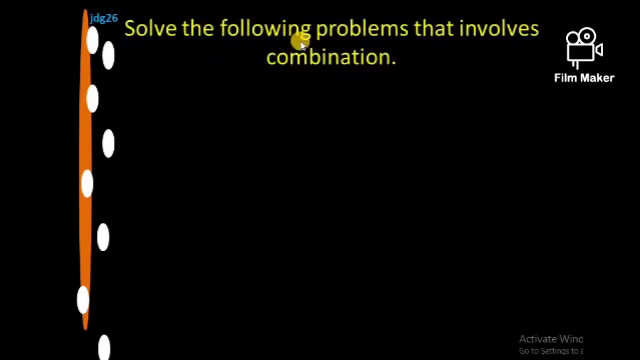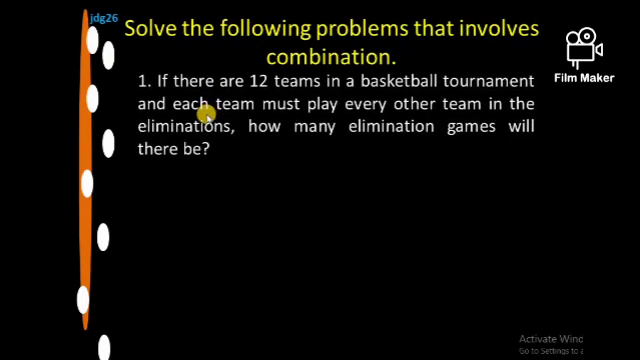Now, let us try to solve some problems that involves combination. Number 1, if there are 12 teams in a basketball tournament and each team must play every other team in the eliminations, how many elimination games will there be? Identify muna natin si N at saka ang R. Okay, ang N ay 12 since meron tayong 12 teams. So, ano ang magiging letter R natin? Wala namang ibang given na number sa problem.